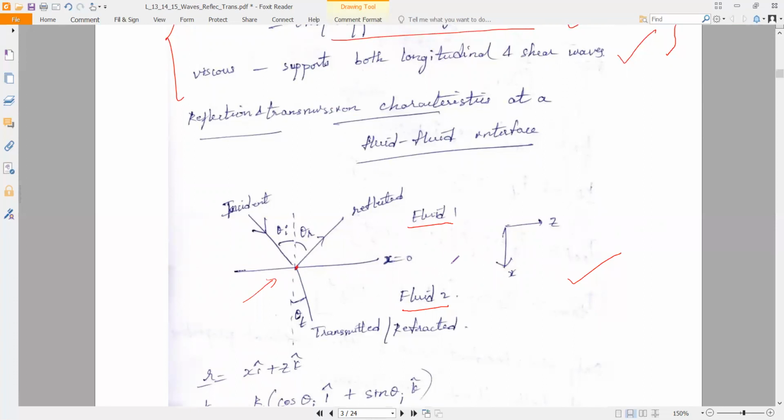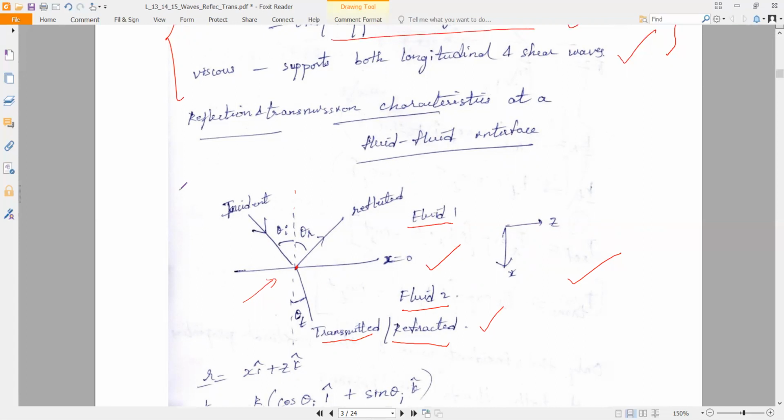This is not x equals 0, that's fine. I'm sending in one wave. This dotted line is my normal. I'm sending in one wave at an angle theta 1 with respect to the normal. When I send in that wave energy, part of it gets reflected and part of it gets transmitted. This transmitted wave is also called a refracted wave. Basically, it is tearing through the boundary and getting in. That's why it's called refraction. So a wave is incident, part of it is reflected and part of it is transmitted.